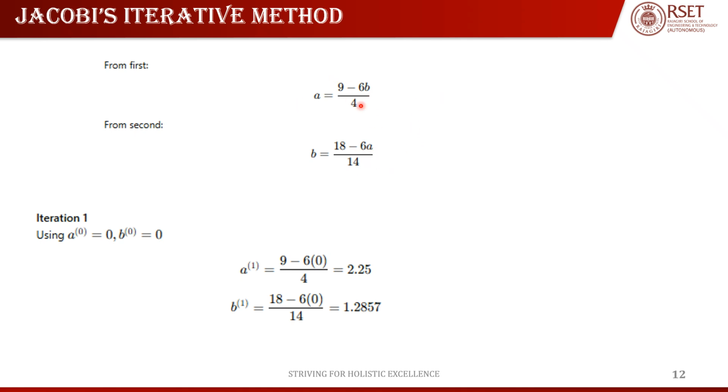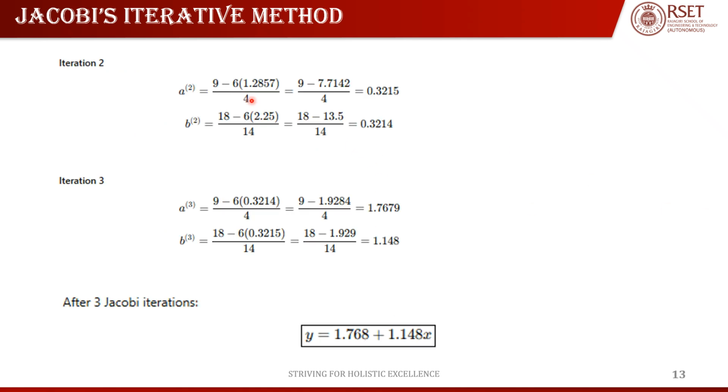Now you can find a1 using a0. a0 is 0. You substitute the value of 0, so you have a1, and to get b1 you substitute the value of a as 0, and you have a1 and b1. And now to get a2 and b2, you use a1 and b1. Okay, a2 will be 9 minus 6 b1 by 4, which is 9 minus 6 times 1.2857 by 4.